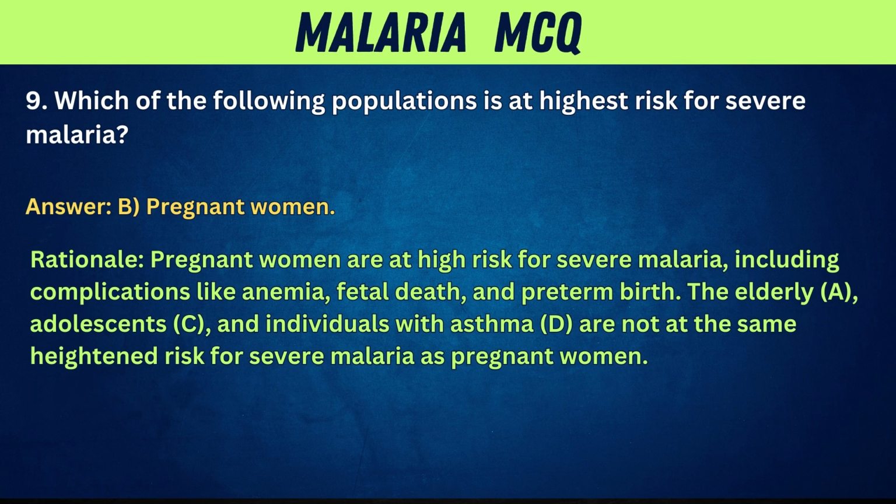Answer: B. Pregnant women. Rationale: pregnant women are at high risk for severe malaria, including complications like anemia, fetal death, and preterm birth. The elderly, A, adolescents, C, and individuals with asthma, D, are not at the same heightened risk for severe malaria as pregnant women.